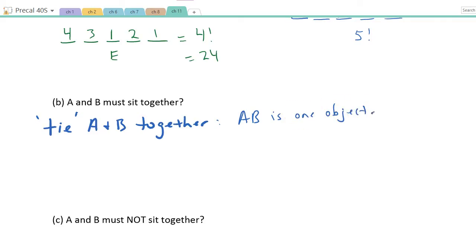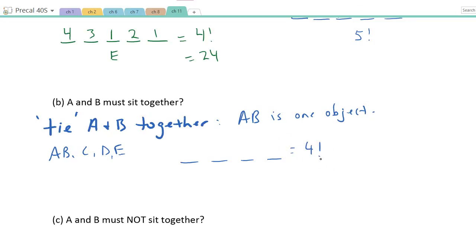So now how many objects do we have? Well, we have AB, remember they're tied together, and then we have C, D, and E. So we only have 4 objects to place, right? These guys are going to take a double spot, but that's okay. So now we have 4 different ways to place A, B, C, D, and E. So when we place these, this is going to be equal to 4 factorial.